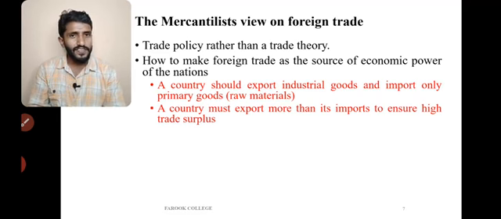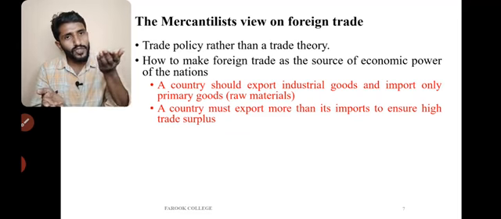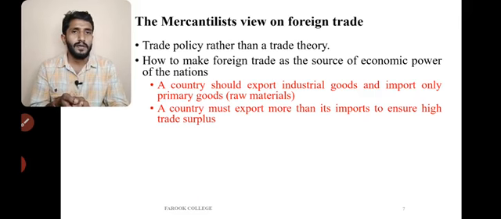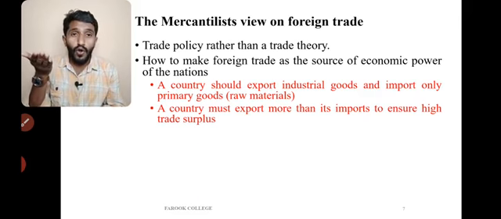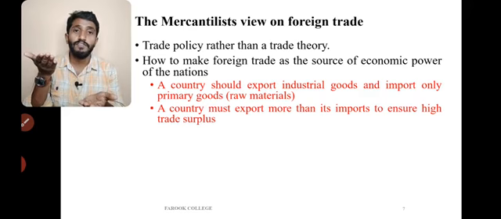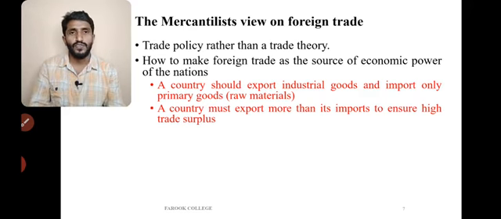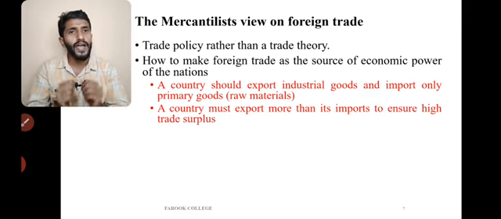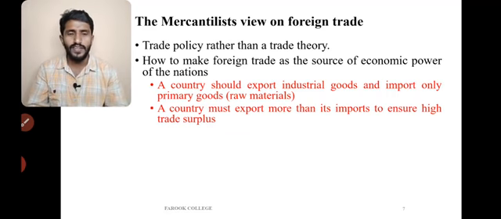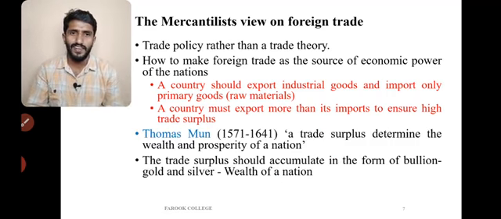Okay, what is trade deficit? If our export is more than import, then we say it is a trade surplus. But if our import is more, then we say we have a trade deficit. So mercantilists said that we should always have a trade surplus, export more. So these were the main core ideas of mercantilism.